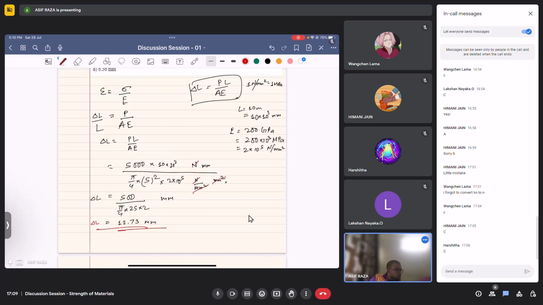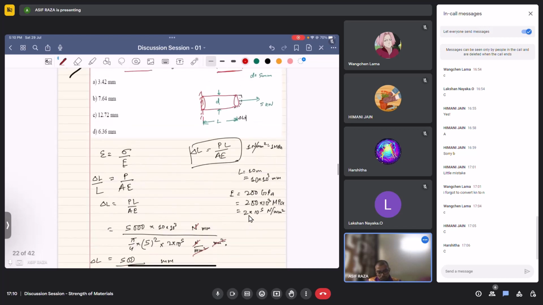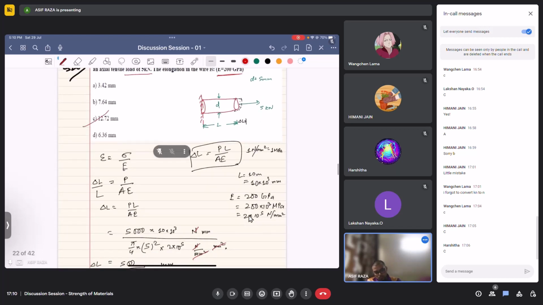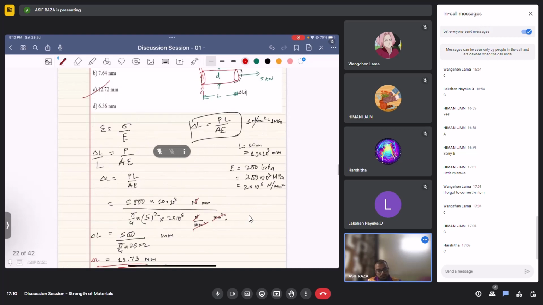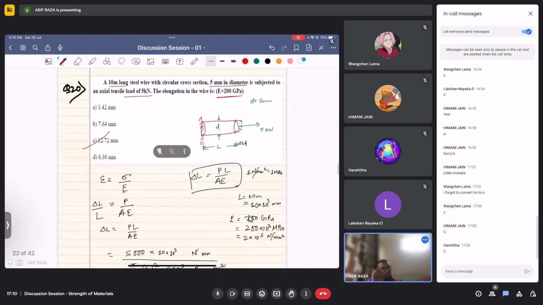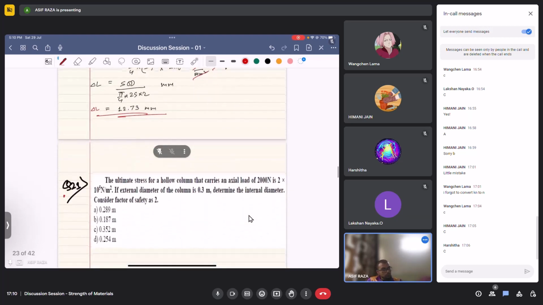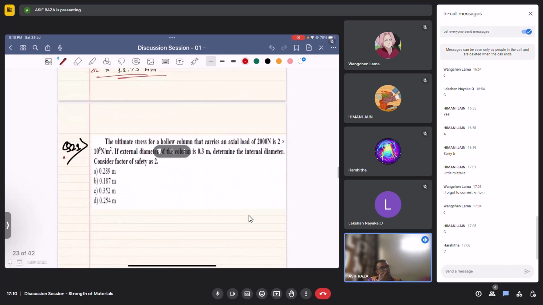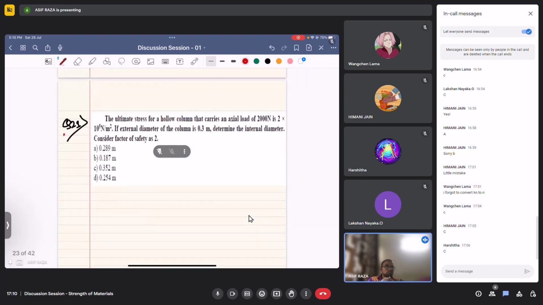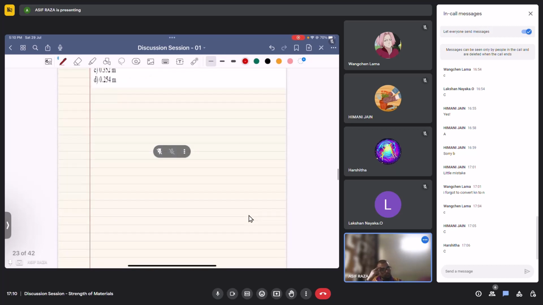Himani, Wangchen and Harshita gave the answer as option C. Let's see. Yes, 12.72 mm. So you are all correct. Answer is option C. Okay, let's move on. This question is already there in the assignment. I'll try to convert this question into a different sense so that you can solve it in the assignment. Let's move on.